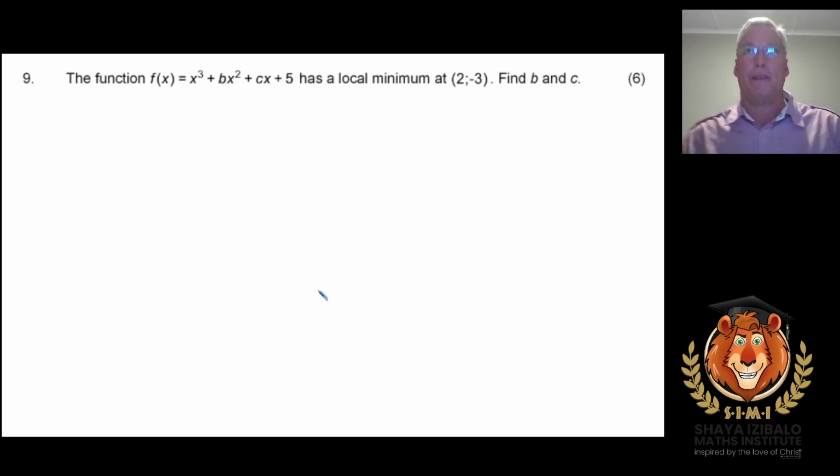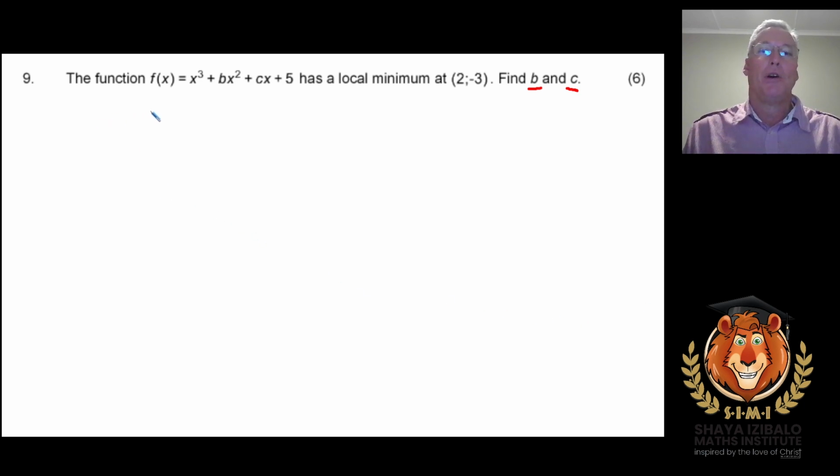Okay, this next question is interesting. It's a sort of level 4 question, a more difficult question. It's asking us to find b and c. Just as a little alert, whenever you're asked to find two variables, simultaneous equations are very, very often involved. We're going to see that tomorrow in our sequences and series work as well.